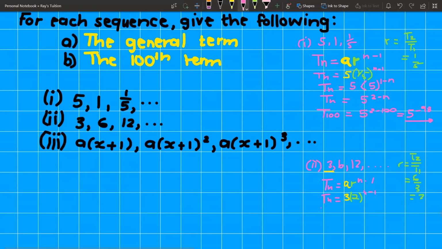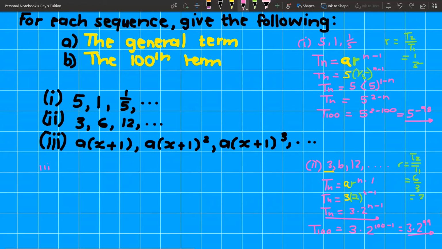Then again, we just simplify this here, but because the bases are not the same, this is the simplest form we have. To calculate T100, we just substitute 100 in the place of n. So we have 3 times 2 to the power of 100 minus 1, which is 3 times 2 to the power of 99. Again, you can leave it in that form.